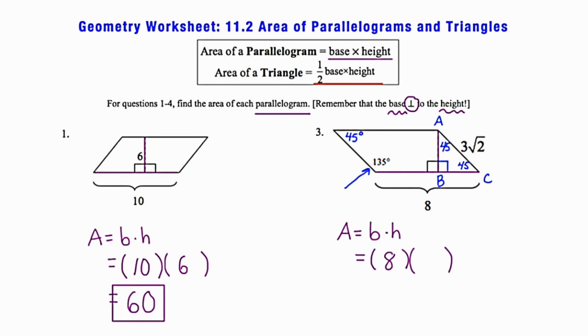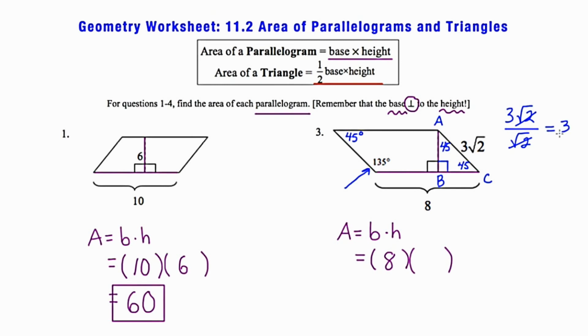And we're told that the hypotenuse is 3 root 2. Well, to go from the hypotenuse to one of the legs in a 45, 45, 90, you're going to divide by root 2. So we're going to start with 3 root 2. We're going to divide by root 2, in which case the root 2's are going to cancel, and we're left with just 3.